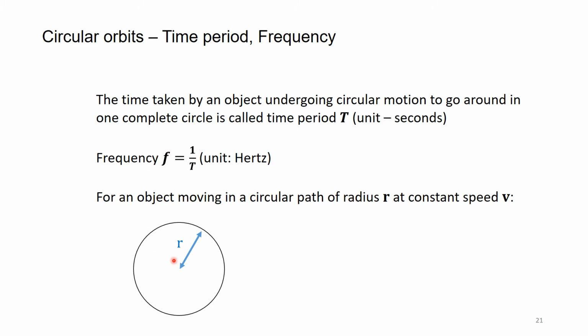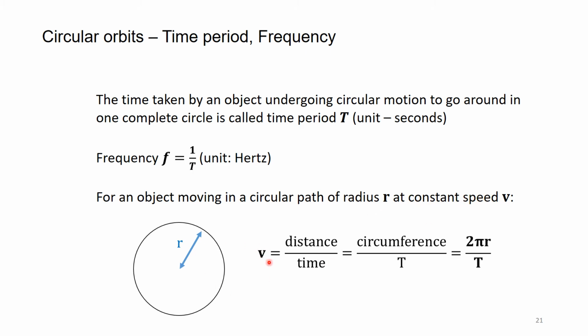Now let's look at the picture down here. We have an object moving in a circular path of radius r at some constant speed of v. To find the speed v, we can use the usual formula: speed equals distance over time. And this applies because there is no change in the speed. The speed is constant. So when we have a constant speed, we can just do speed equals distance over time.